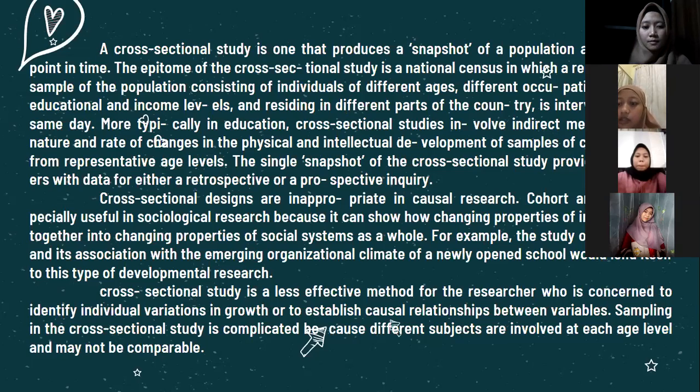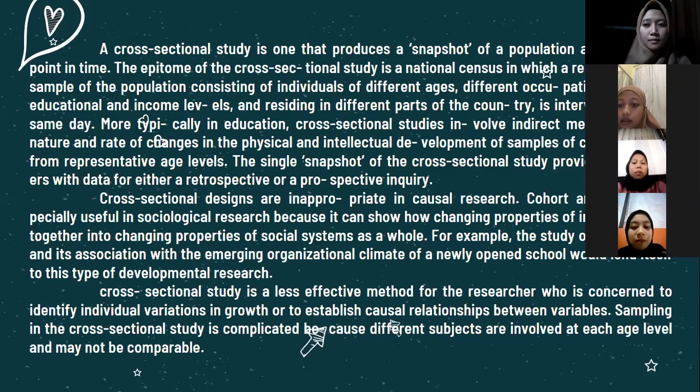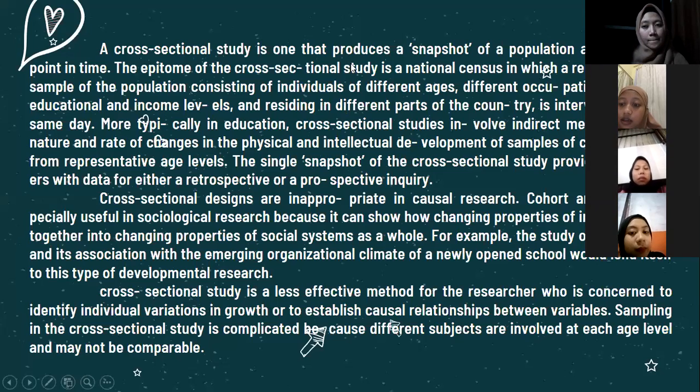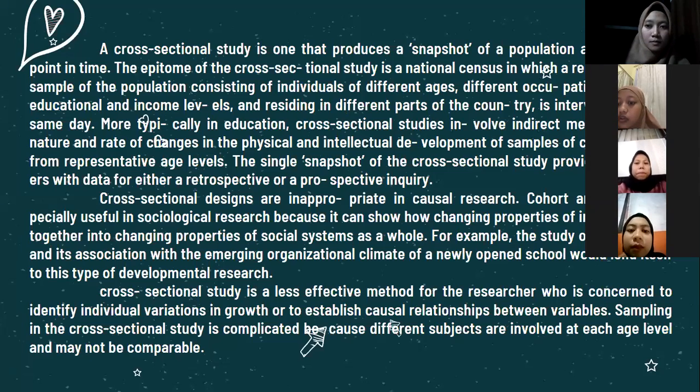For this task involves identifying change in certain characteristics that results in change in others, and cross-sectional designs are inappropriate in causal research. And cohort analysis is especially useful in sociological research because it can show how changing properties of individuals fit together into changing properties of a social system as a whole. For example, the study of staff morale and its association with the emerging organizational climate of a newly opened school would lend itself to this type of developmental research.